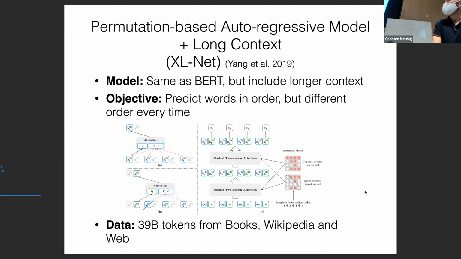This was trained on much more data, but I think the most interesting thing here is that they include longer context. So they don't just model individual sentences or sentence pairs, but they can actually model full documents and things like this. I'm not going to go into the details much here in the interest of time, but we'll talk more about that later.